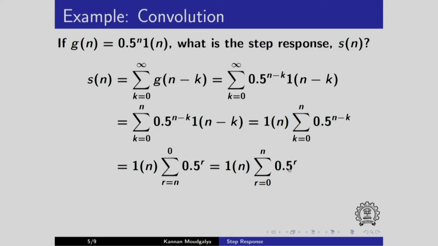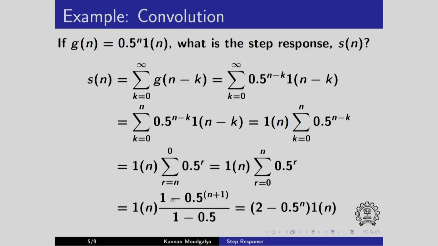Then this is a sum of geometric terms, geometric progression. So I apply this formula, and in the denominator we have 1 minus 0.5, numerator 1 minus 0.5 to the power n plus 1. So in the denominator I have 0.5, I divide out, 1 by 0.5 is 2. When I divide this, one of the powers goes away, I get 0.5 to the power n, I get 1 of n. We will come back to this problem once again in a future presentation, but this is the step response that we wanted to calculate.